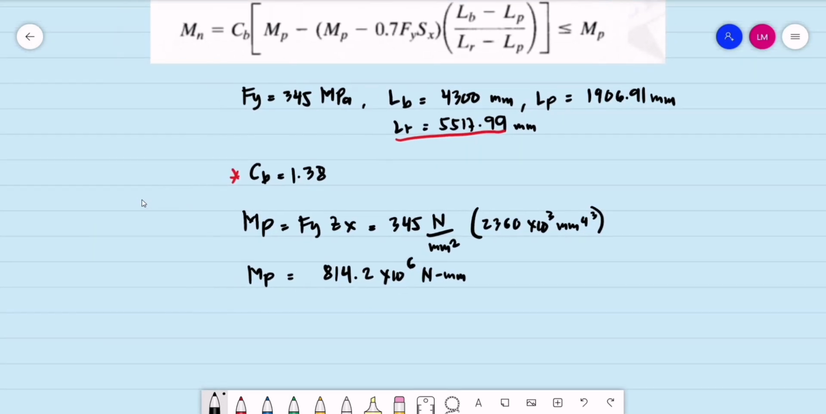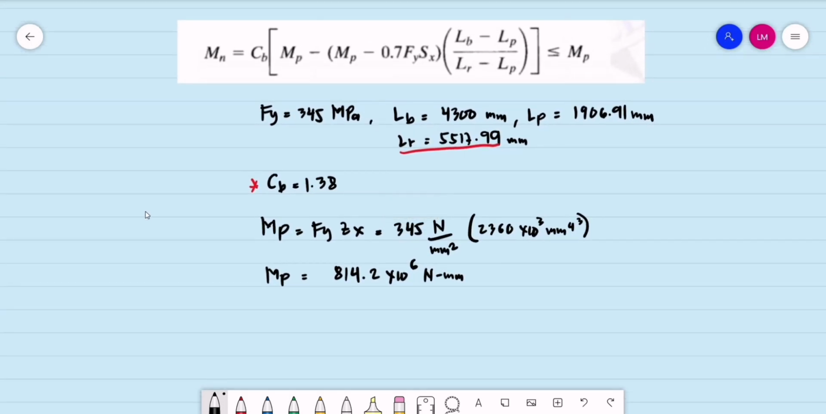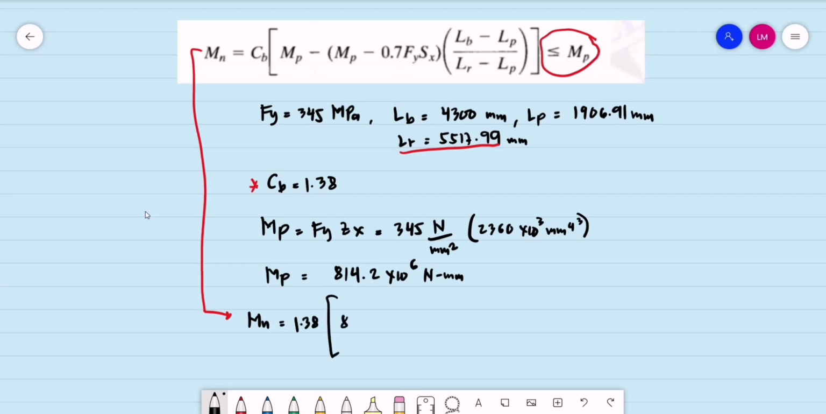So all we have to do now is substitute. But again, let us observe our limit. It should be less than or equal to the value of M sub P. So we are now ready to substitute. This is the value of M sub N equal to 1.38, then the quantity M sub P is 814.2 times 10 raised to 6, minus M sub P, 814.2 times 10 raised to 6, less 0.7 of Fy, 345. So what is the value of our S sub X?